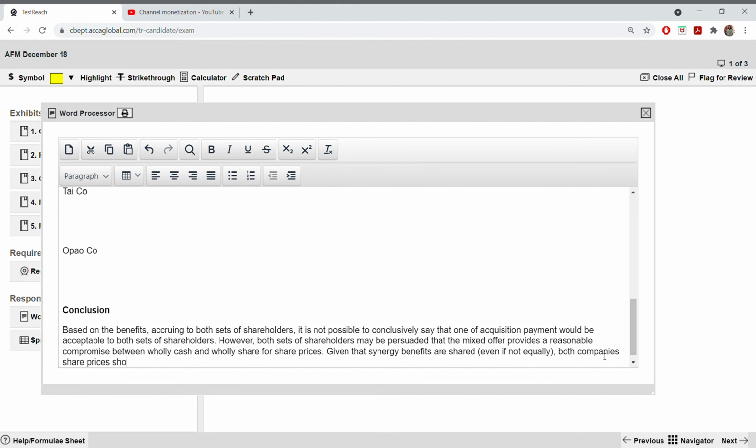Should increase if the acquisition proceeds. Definitely. If the share price does not increase, then why would they go ahead? Right?